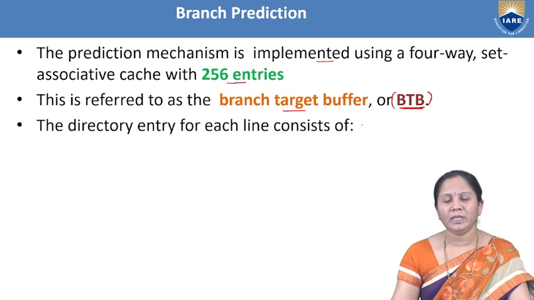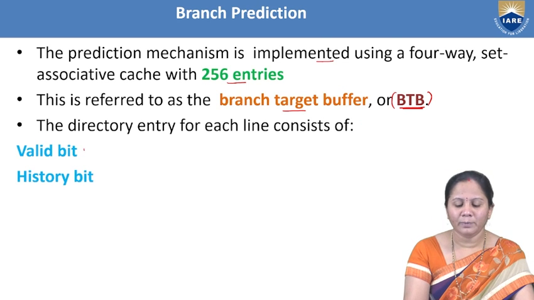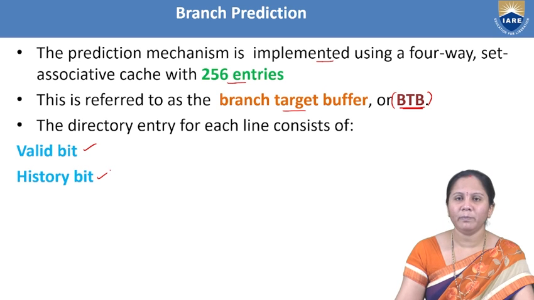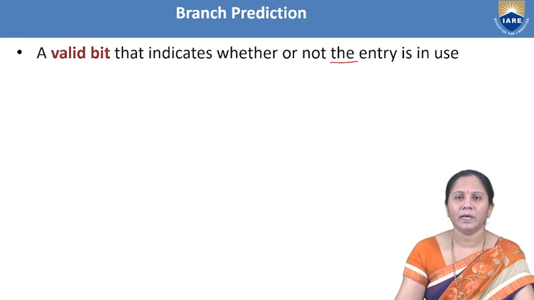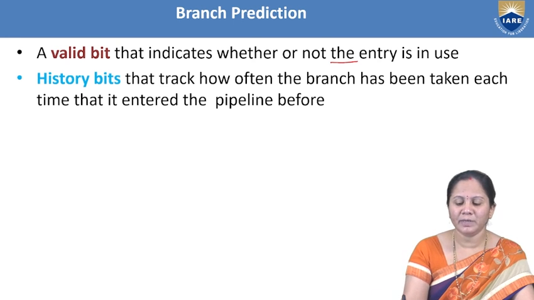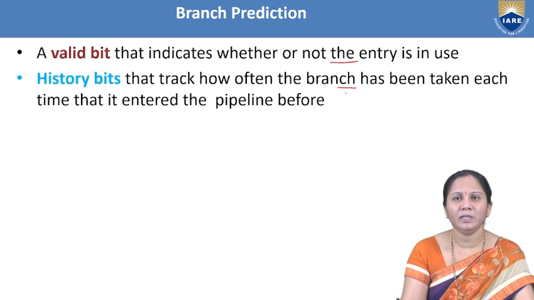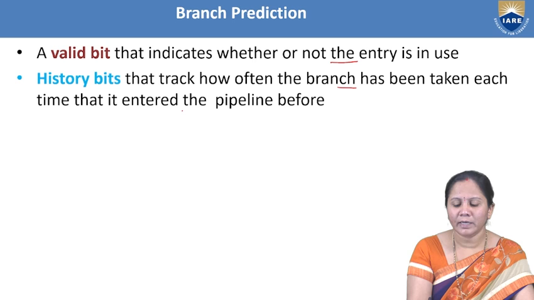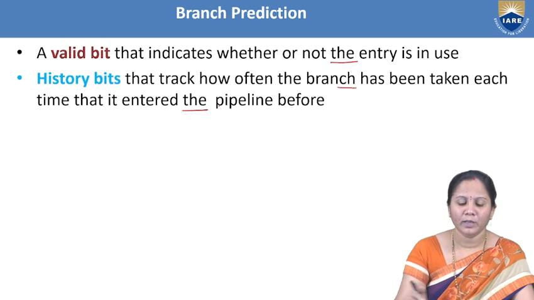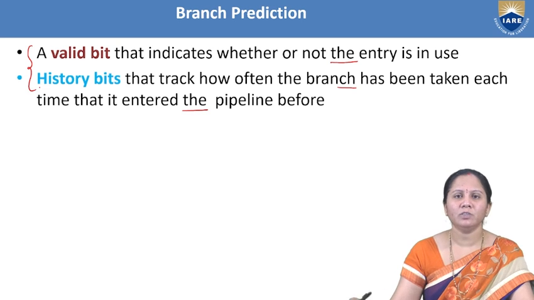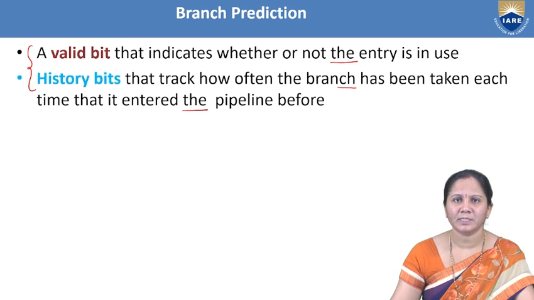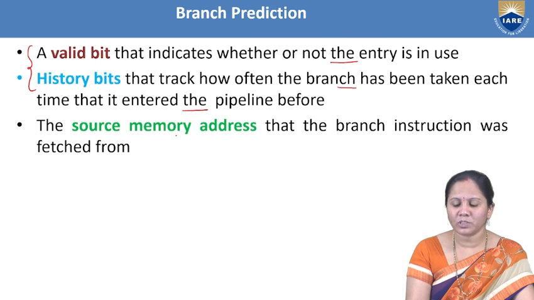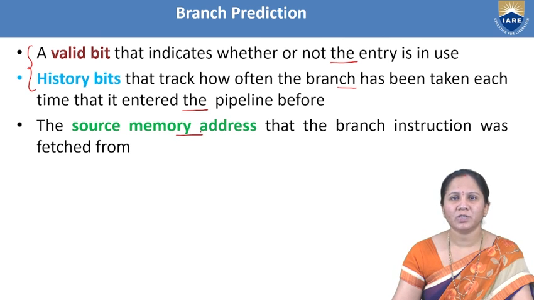The directory entry of each line consists of a valid bit and history bits. A valid bit indicates whether or not the entry is in use, whereas the history bits indicate how often the branch has been taken each time that it entered the pipeline before. These valid bit and history bits are the bits used during branch prediction before the branch happens.